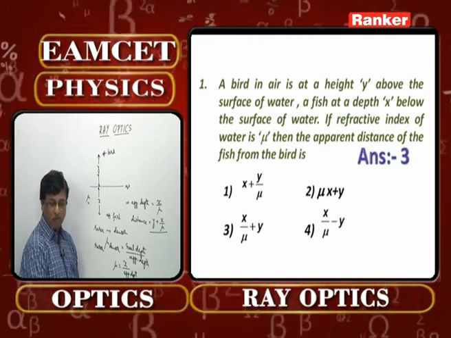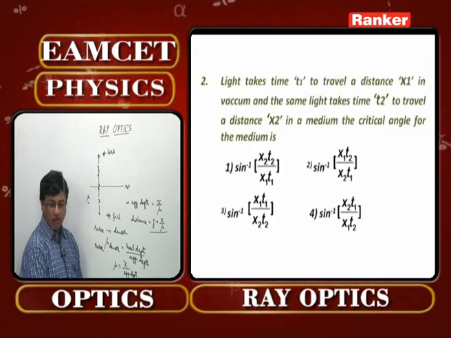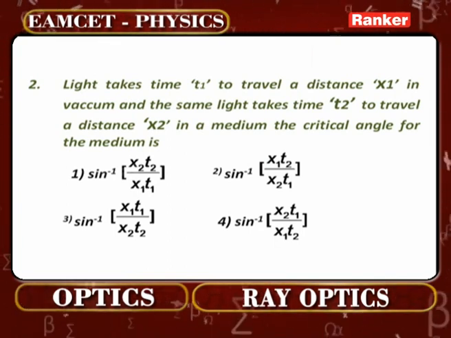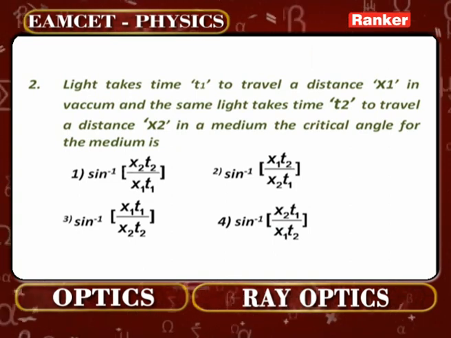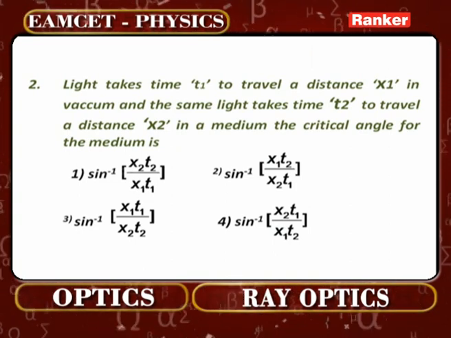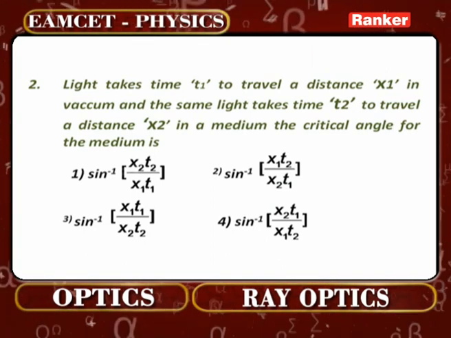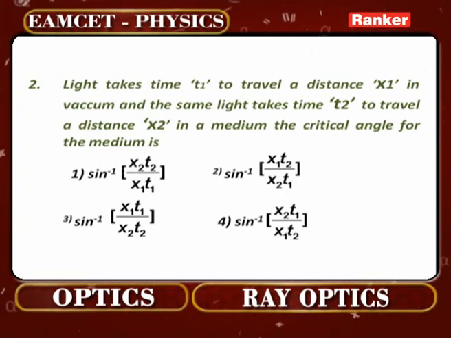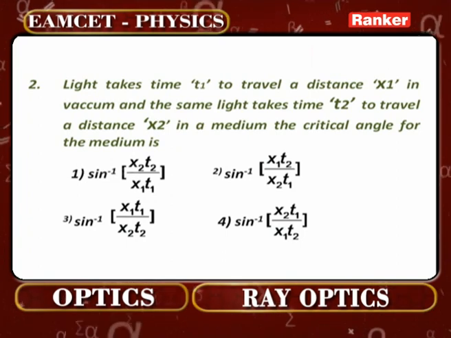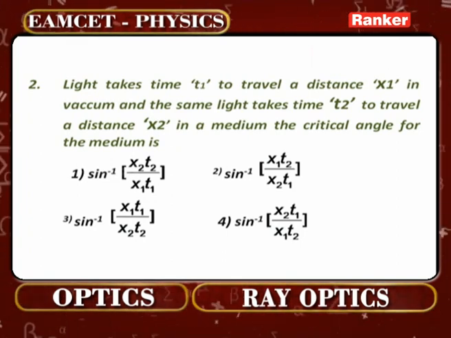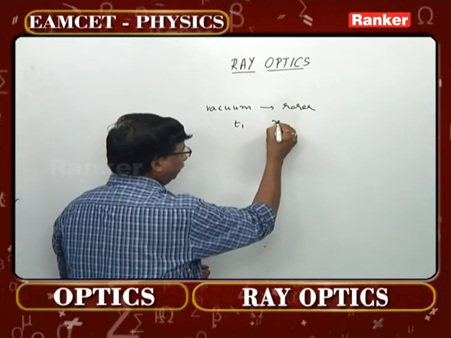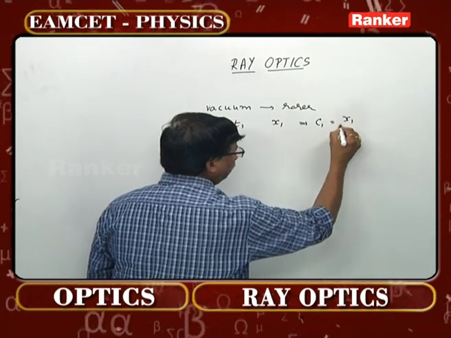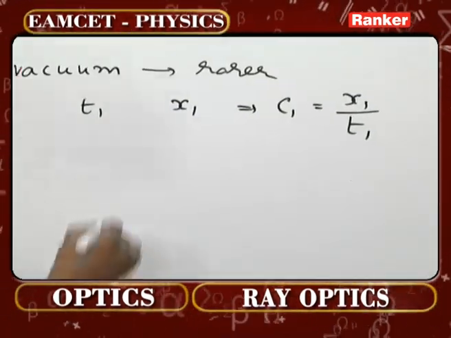Let us take the second problem. Let us read that. Light takes time t1 to travel a distance x1 in vacuum, and the same light takes time t2 to travel a distance x2 in a medium. The critical angle for that medium is how much? First thing you need to understand is, he is talking about vacuum. Whenever he gives vacuum, it is understood to be the rarer medium. Time is given as t1, x1 is the distance. Then what will be the velocity of light in vacuum? It is distance by time.